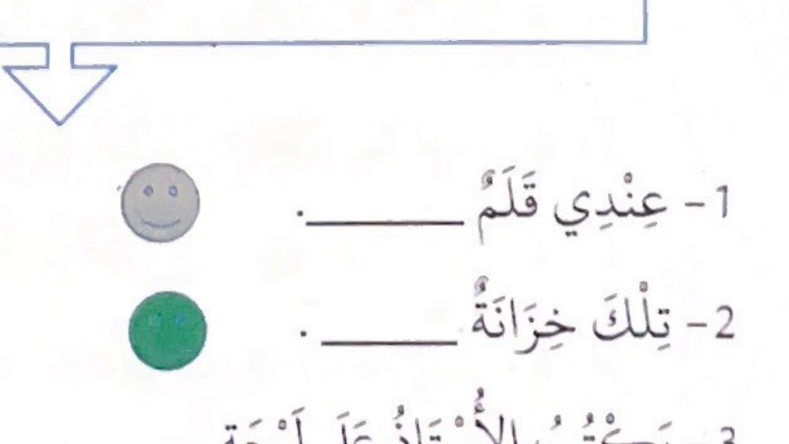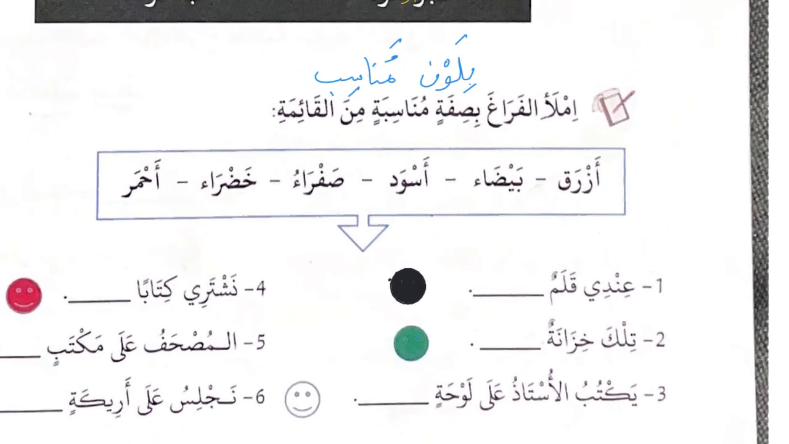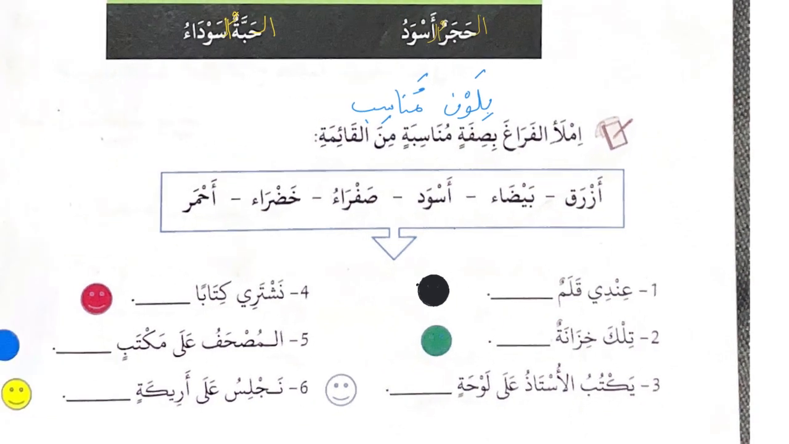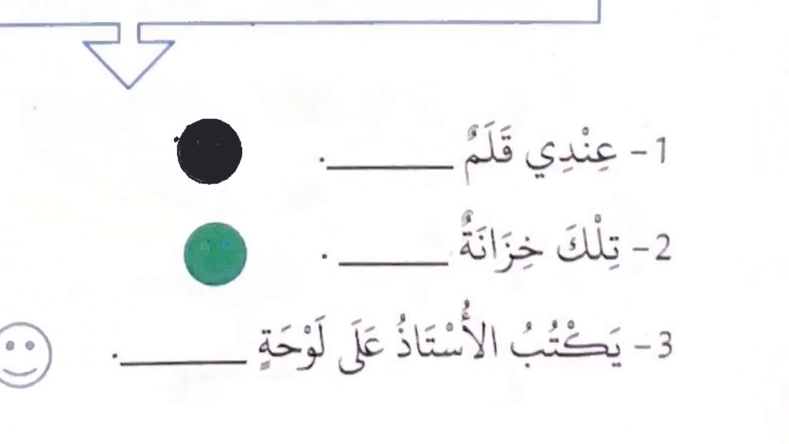Al-jumla al-ula, the first sentence, Indi qalam. Indi, I have. Qalam, I have a pen. So what is this color? Of course, it is gray, but we have not learned how to say gray. So this is actually black. So we want to say black color. So what is black? Black is aswad and sauda. But which version do we use? Qalam is muzakkar, so therefore we use the muzakkar version. So the color is aswad. Indi qalamun aswad. That is the first answer.